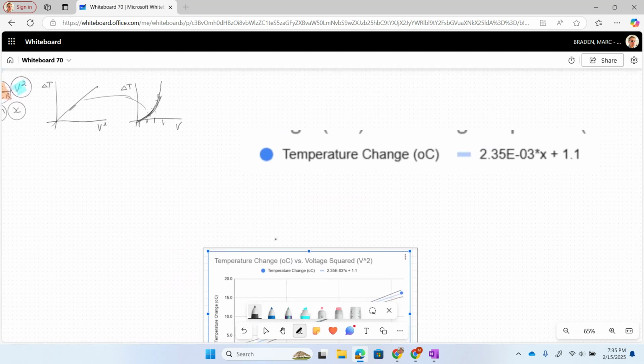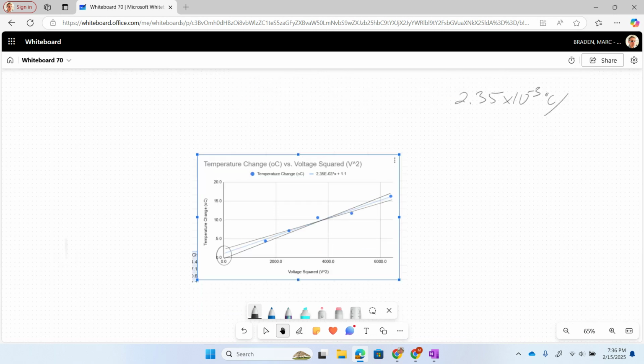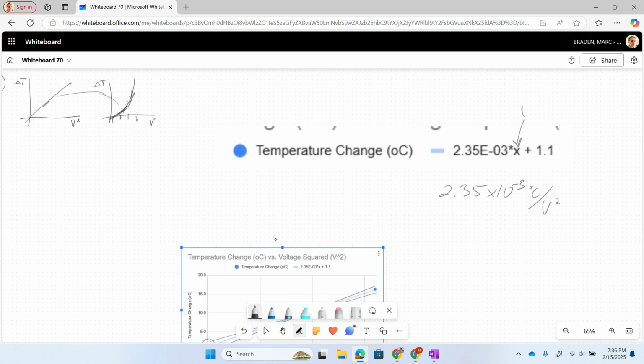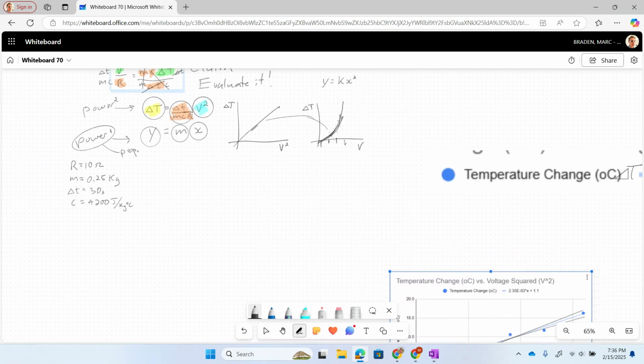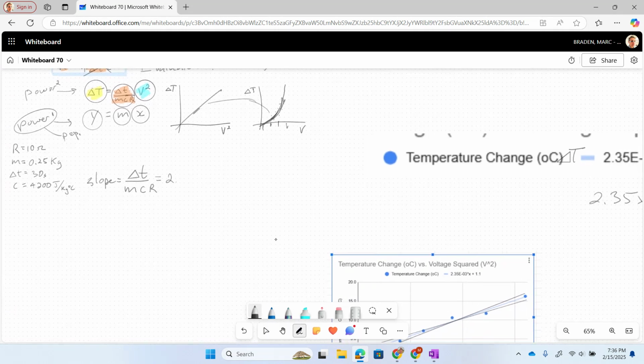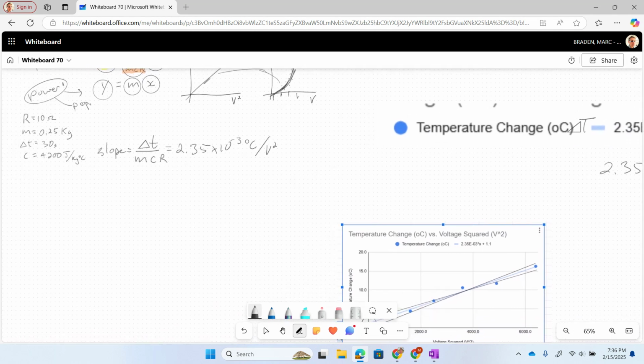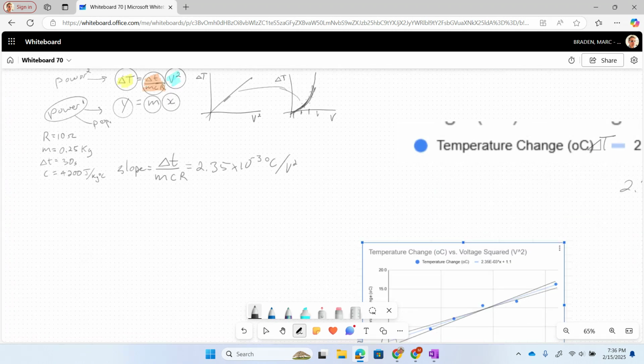So we got 2.35 times 10 to the negative 3 for the slope. We know the slope units have to be degrees Celsius per volt squared. And when we look at our theory, remember this is v squared, we got v squared there, and we got delta t over here. So that matches up with our equation over here. And so our slope should be delta t, little t, the time interval, over m, c, and r. That's the slope. And we have found that the slope is equal to 2.35 times 10 to the negative 3 degrees Celsius per volt squared. So we can see if that makes sense as long as we know the values of those constants.